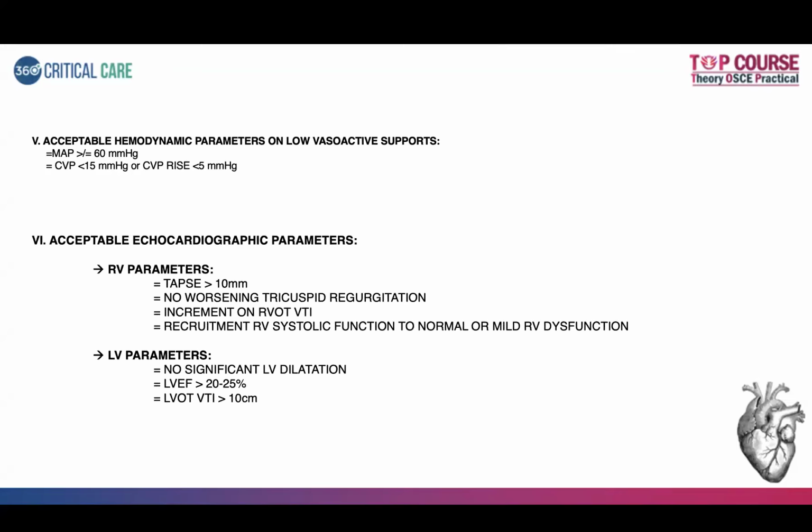And for RV, the TAPSE should be more than 10 mm. There should not be any worsening regurgitation of the tricuspid valve. There should not be any increment in RVOT VTI, or recovery of RV systolic function to normal or mild dysfunction. That is, from a previous moderate to severe dysfunction to normal to mild RV dysfunction.